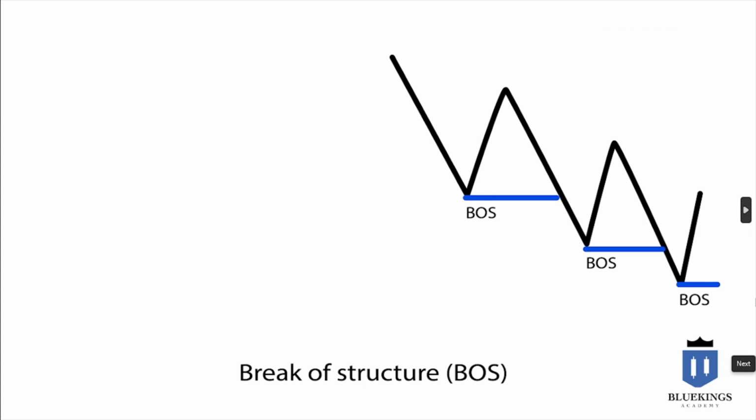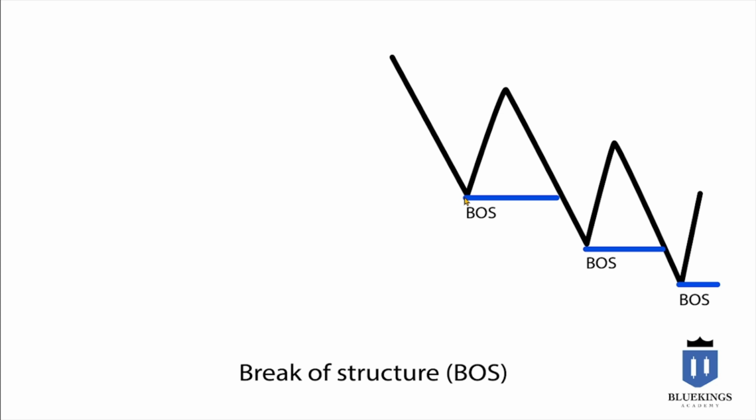Right, so we have the downtrend version of this. As you can see, we are not marking breakout structure lines on the highs. We're marking them on the lows. So as you can see, we have it here on the low. These lines indicate the lows.